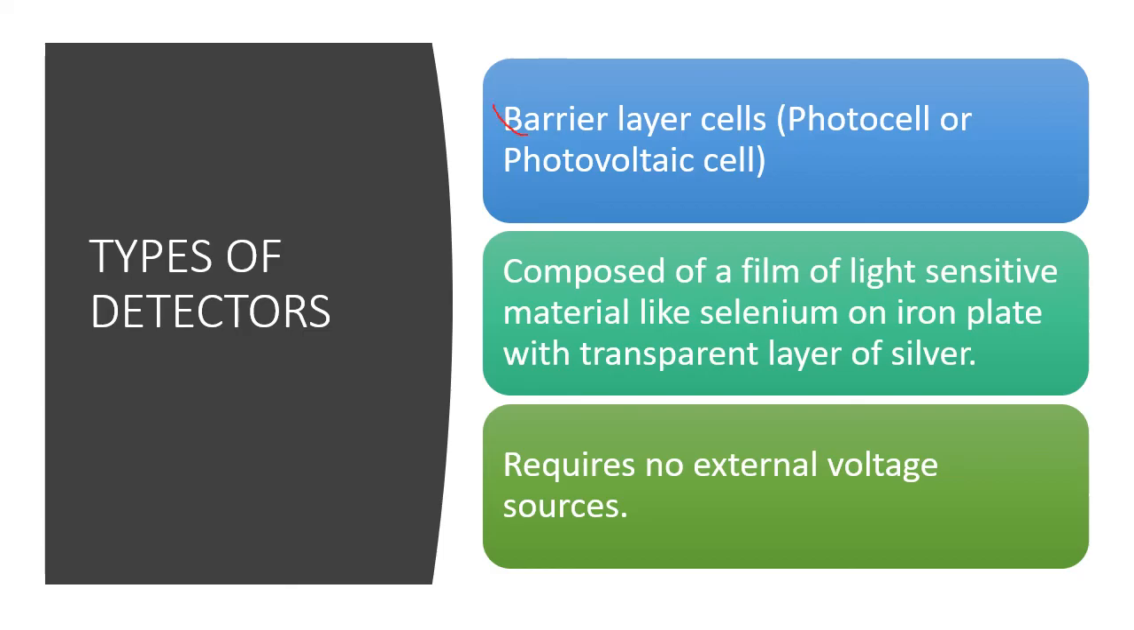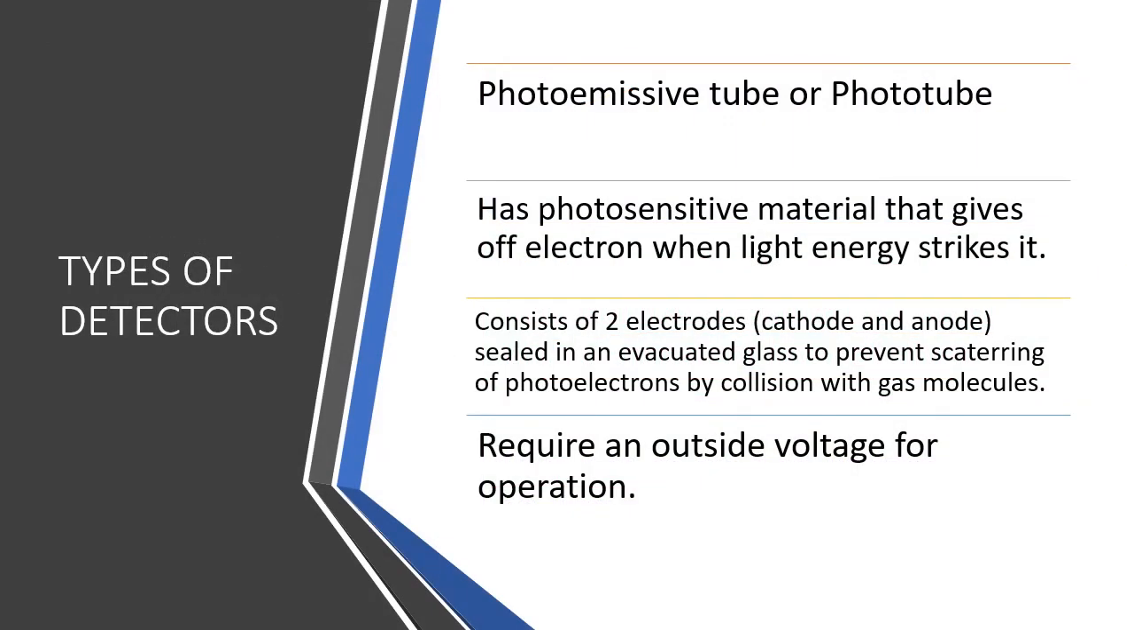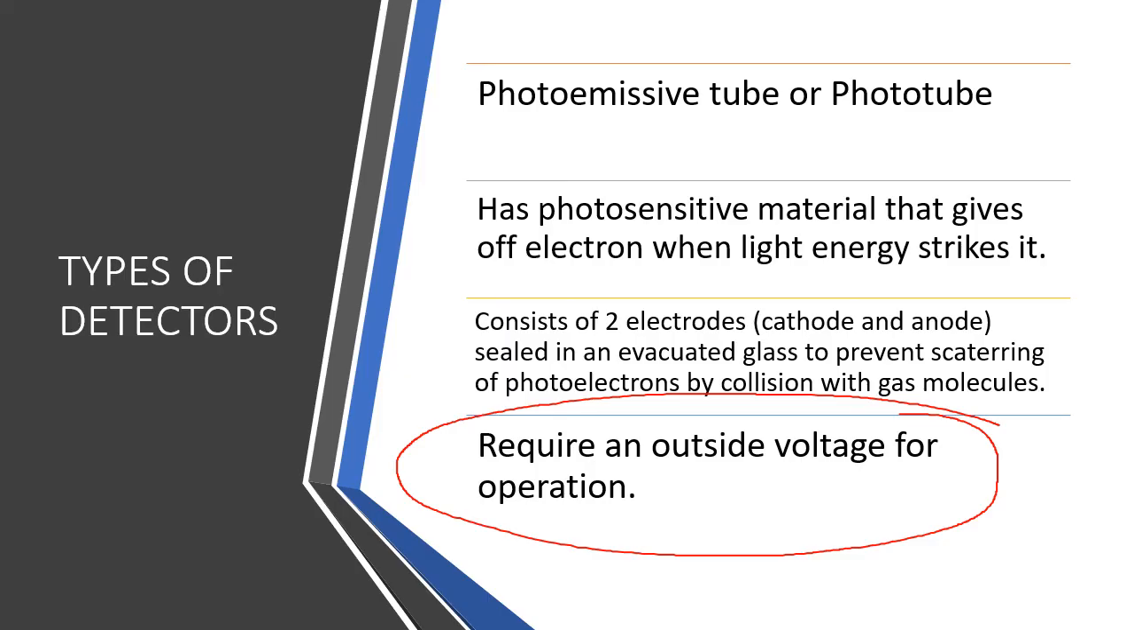You have your barrier layer cells, which is composed of a film of light-sensitive material like selenium or iron plate with transparent layer of silver. It requires no external voltage sources. Next, you have your photoemissive tube or phototube, which has photosensitive materials that give off electrons when light energy strikes it. Now, ito naman, kailangan niya ng outside voltage for operation.